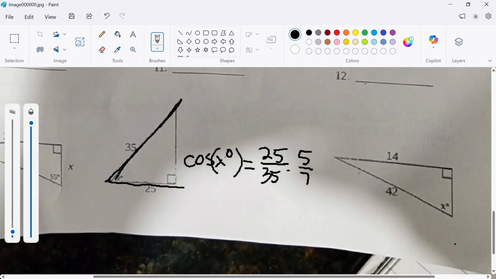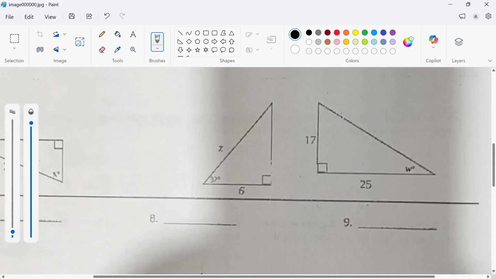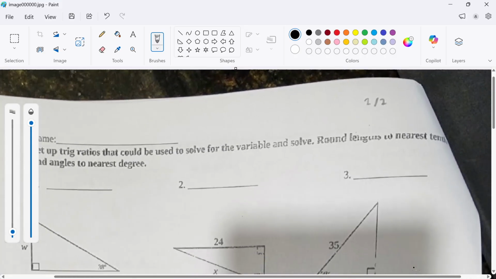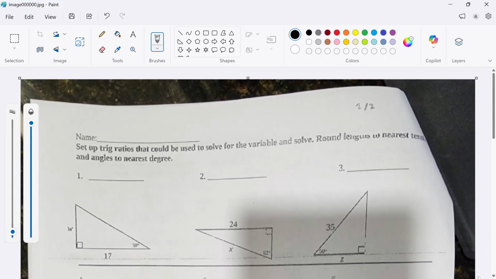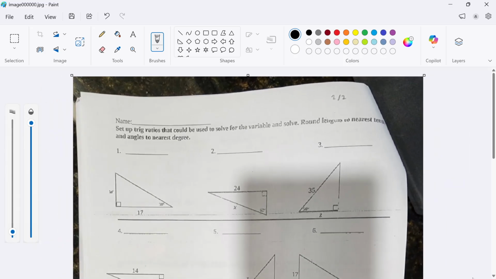When I'm looking for an angle and I have the trig ratio, I use the arc function. On your TI-84, it's second, cosine, which is cosine to the minus 1. That's arc cosine. On Desmos, I'm going to use arc cosine. So x degrees equals arc cosine of 5/7. I'm going to round the angle to the nearest degree, and the lengths I round to the nearest tenth.